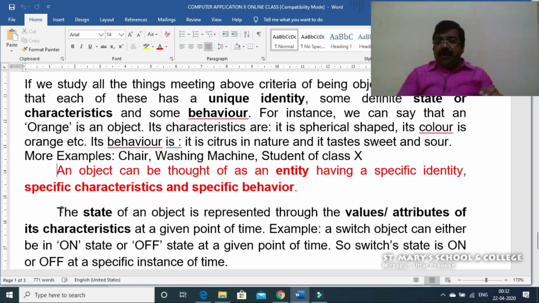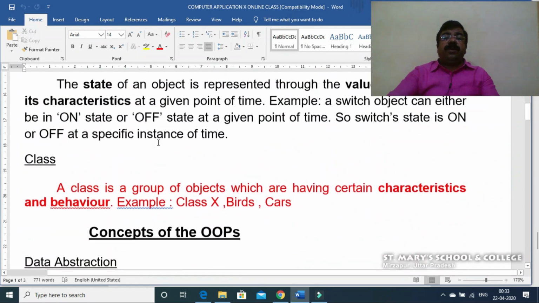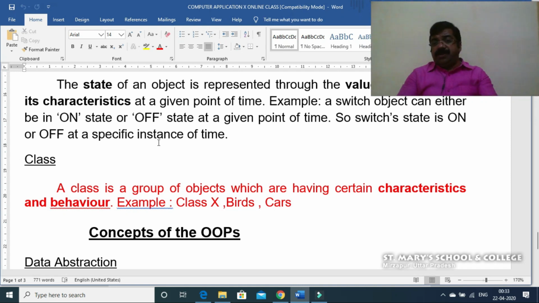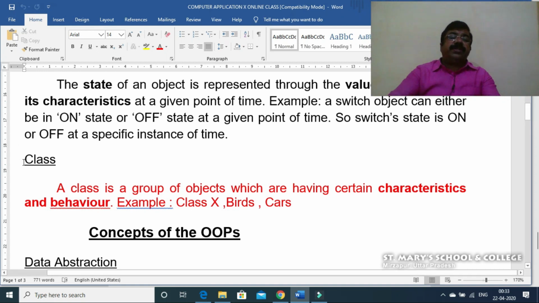Okay, so every object will have its own state. The state is the characteristics. In software terms, we will say the state and the characteristics are the same thing. Okay, again, now we will proceed. We saw so many objects. When we come to a group of objects, what do we call that group of objects? The class is the name of that.